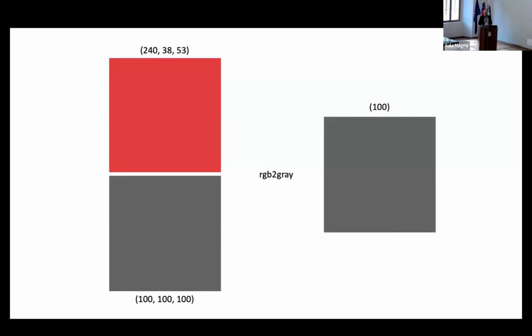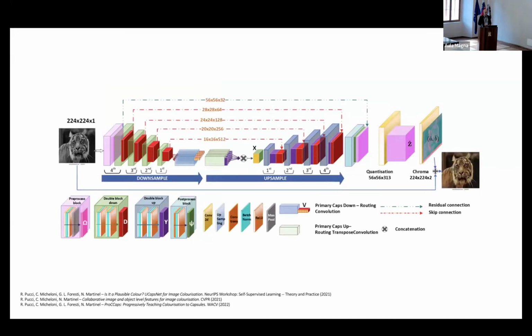Well, the thing you have to do is probably learn something from the context. I cannot just take a pixel value, but I should look at some neighbors. I should look at the entire image. I should look at something else. So this is something we did a few years ago. We have an image here, and we cook up a very, very crazy architecture that does lots of different things.